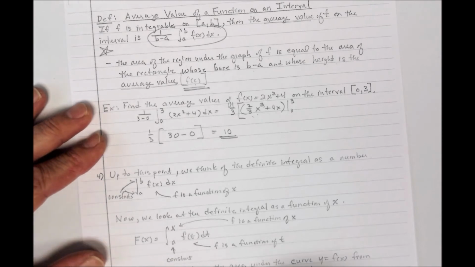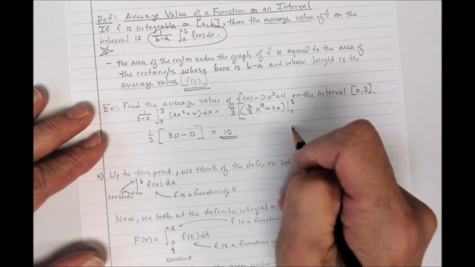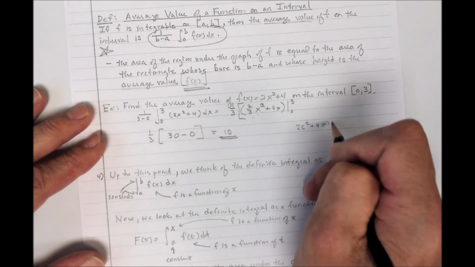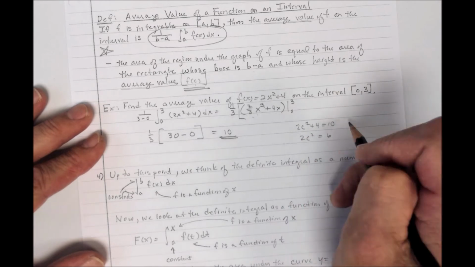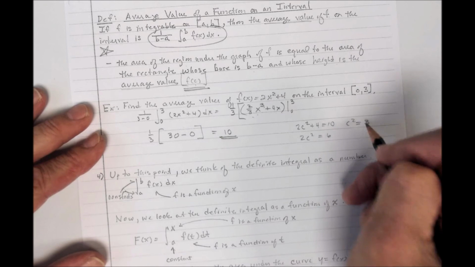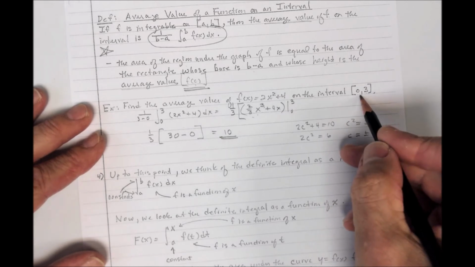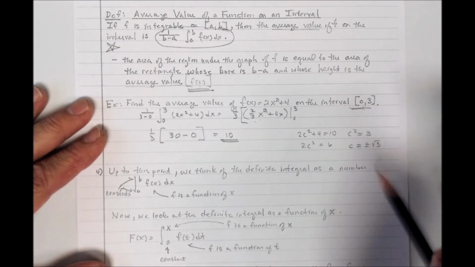Now, can I find the value c that makes this equal to 10? Well, I'd have to think of this as 2c squared plus 4 equals 10. 2c squared equals 6. C squared equals 3. C would be plus or minus the square root of 3. Of course, we'd have to just stick with the positive because my interval is from 0 to 3 here. So it would just be a positive square root of 3.